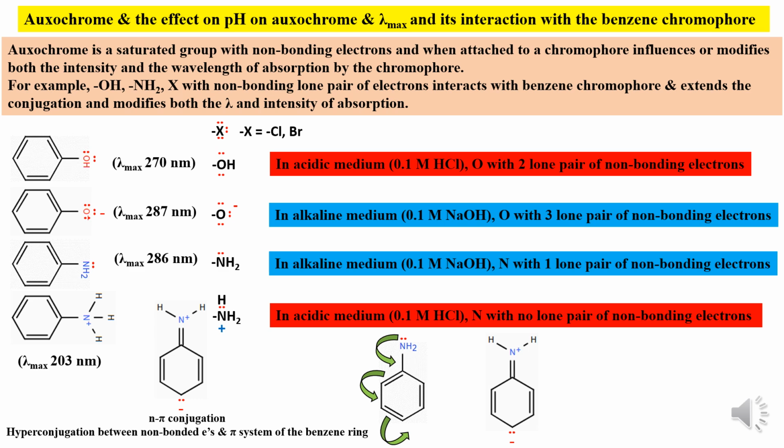So auxochromes basically do not have a characteristic absorption of their own, but they can modify the absorption of a chromophore by extension of the conjugation. So an auxochrome modifies the absorption of radiation by the chromophore by extending the conjugation, and thereby it modifies both the wavelength and intensity of absorption.